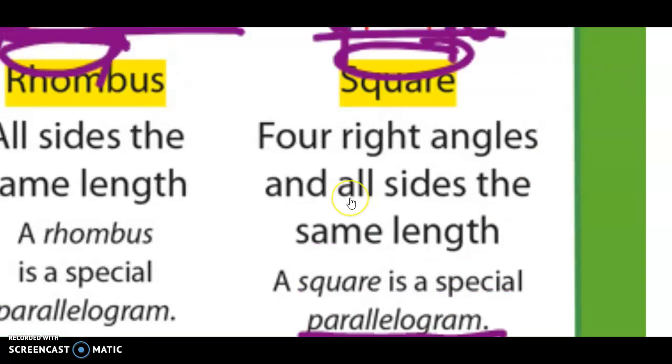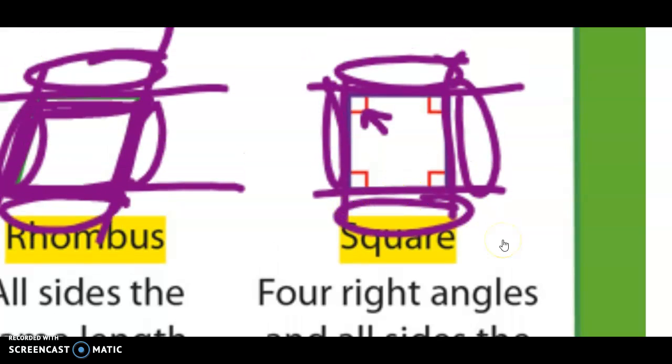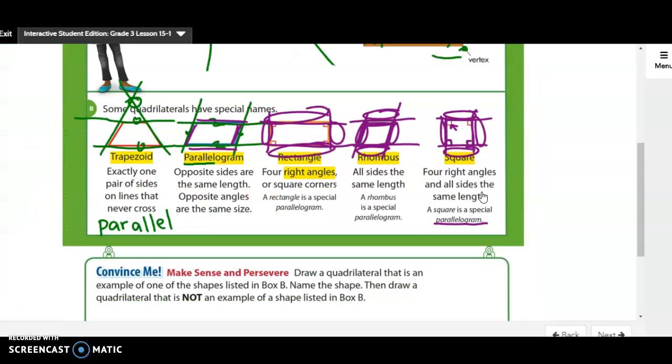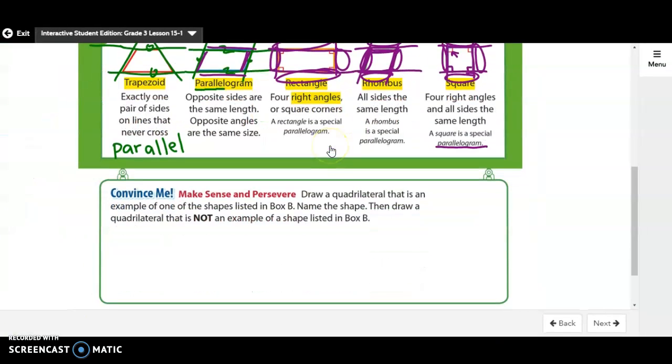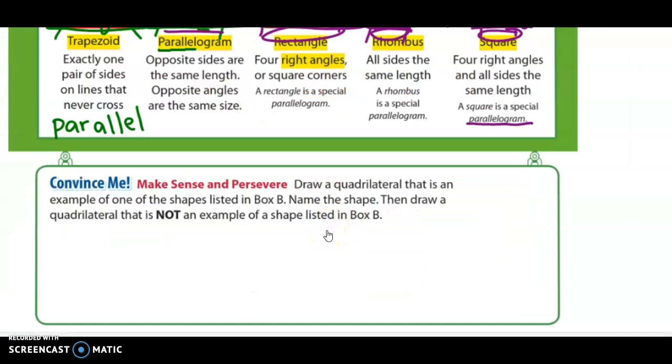The reason it gets a specific name is because it has these perfect corners and because it has all four sides of the same length. So in order to be a square, you have to be a very specific shape.